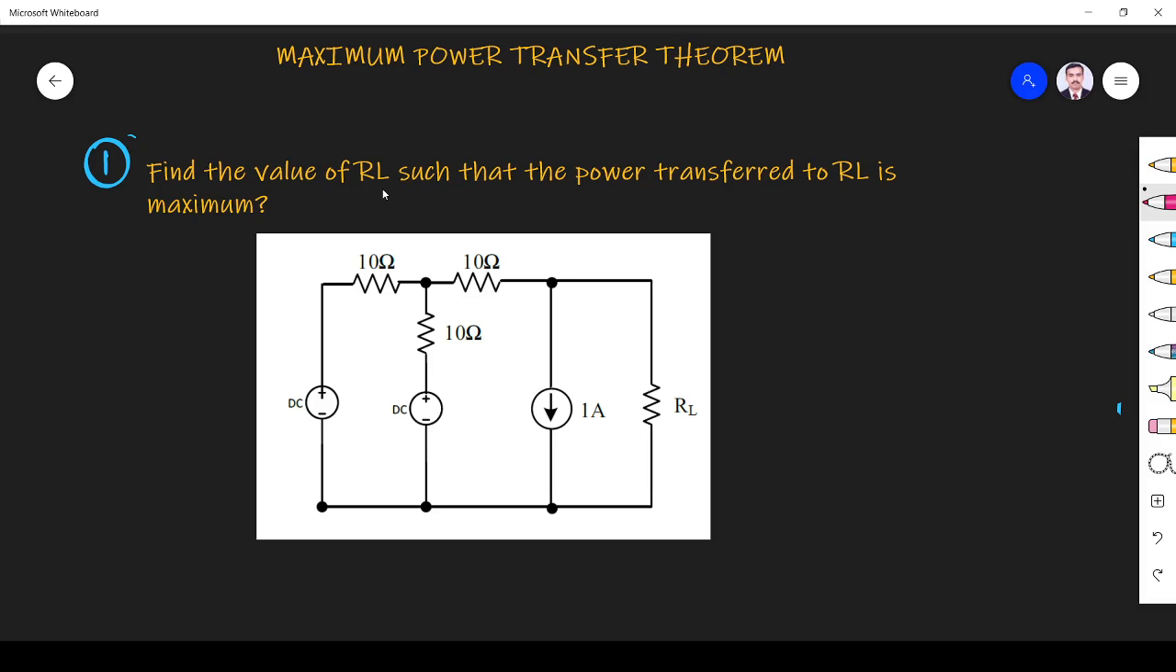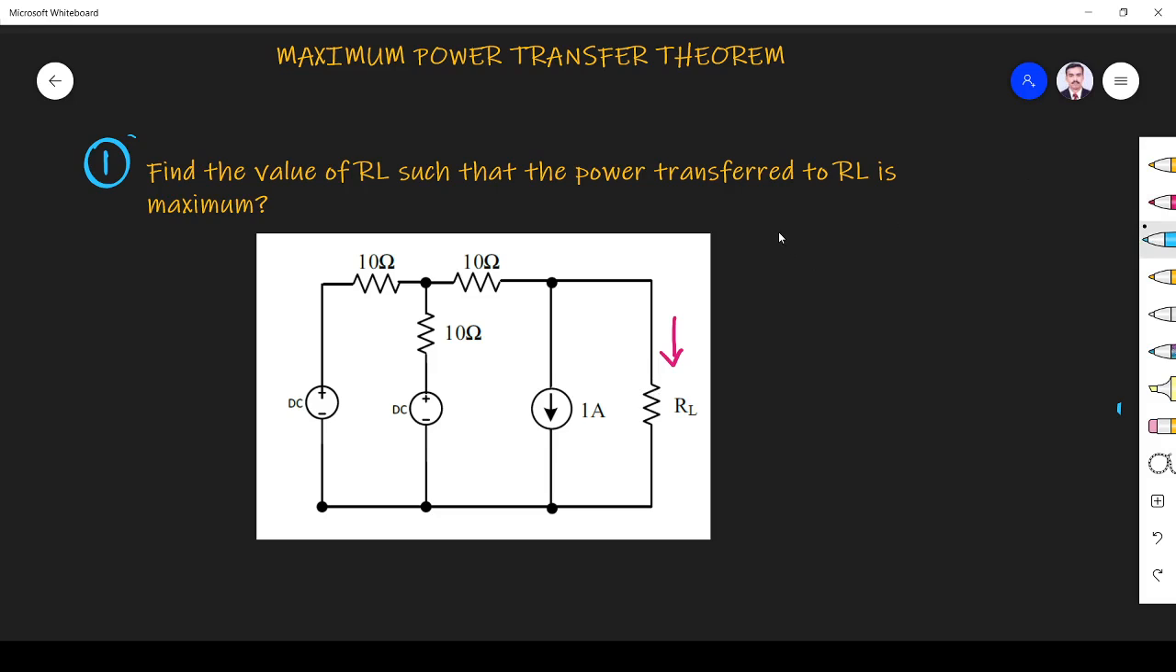Find the value of RL, that is R subscript L, such that the power transfer to RL is maximum. So what they ask is, we want to find the value of this resistance RL such that the power transfer to this resistance must be maximum. So we have to use maximum power transfer theorem.